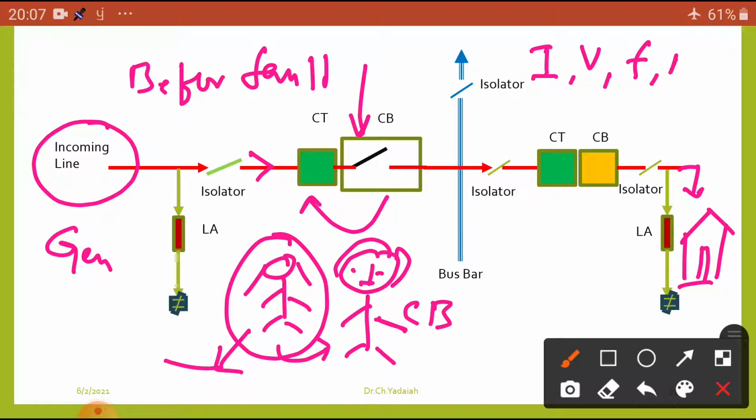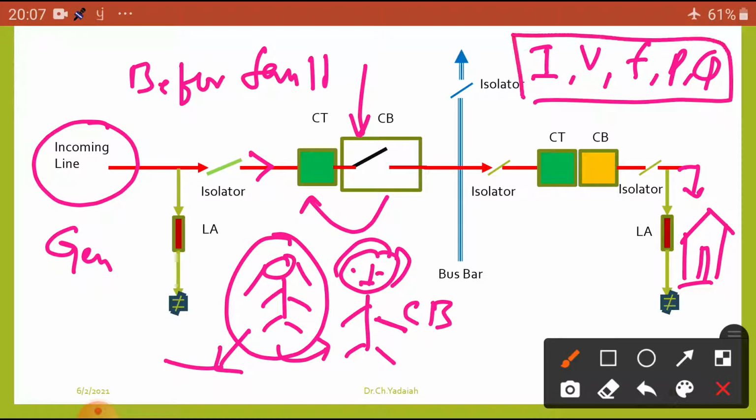Next, active power, reactive power, phase angle. All these are characteristics of our electrical system. Just like we can measure whether a person is healthy or a patient by BP, temperature, and some tests.